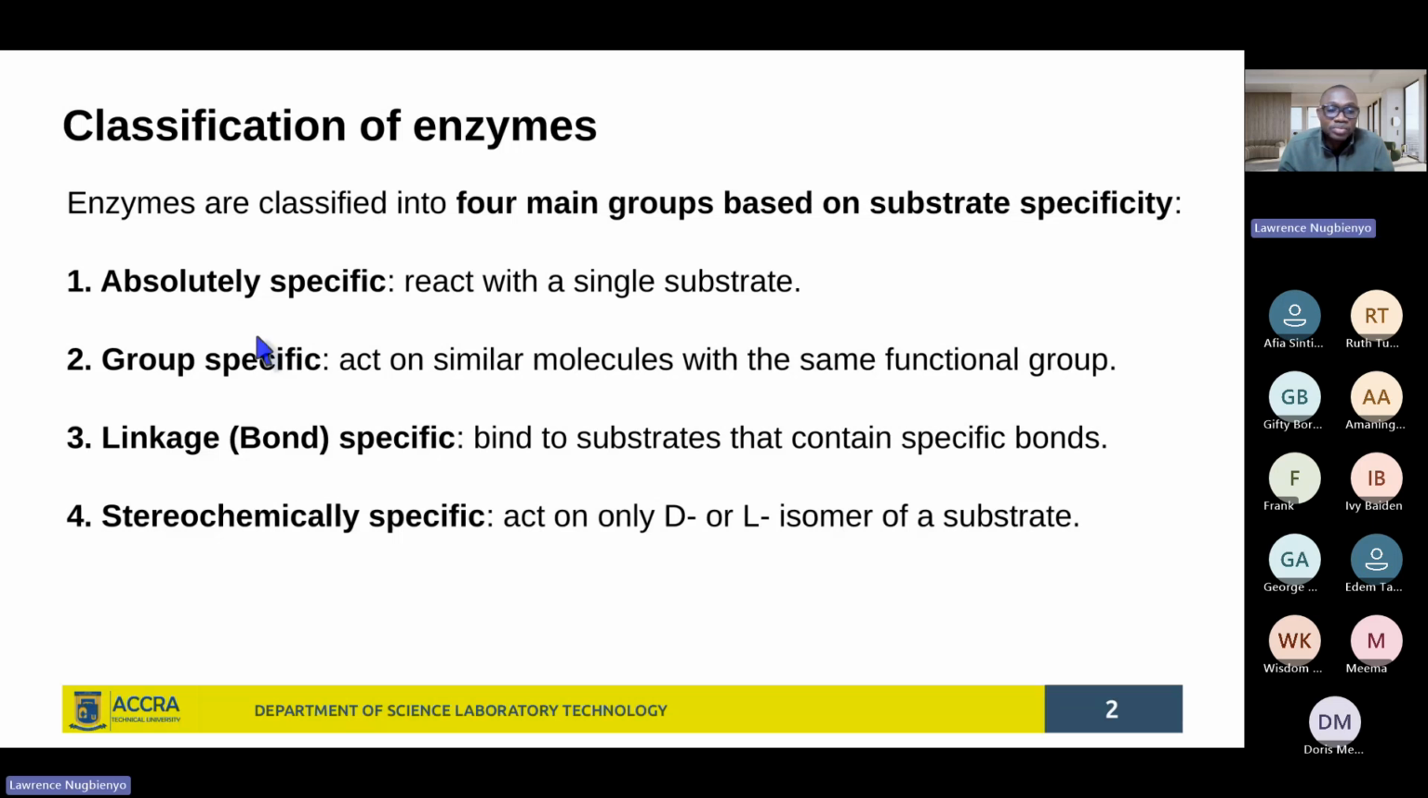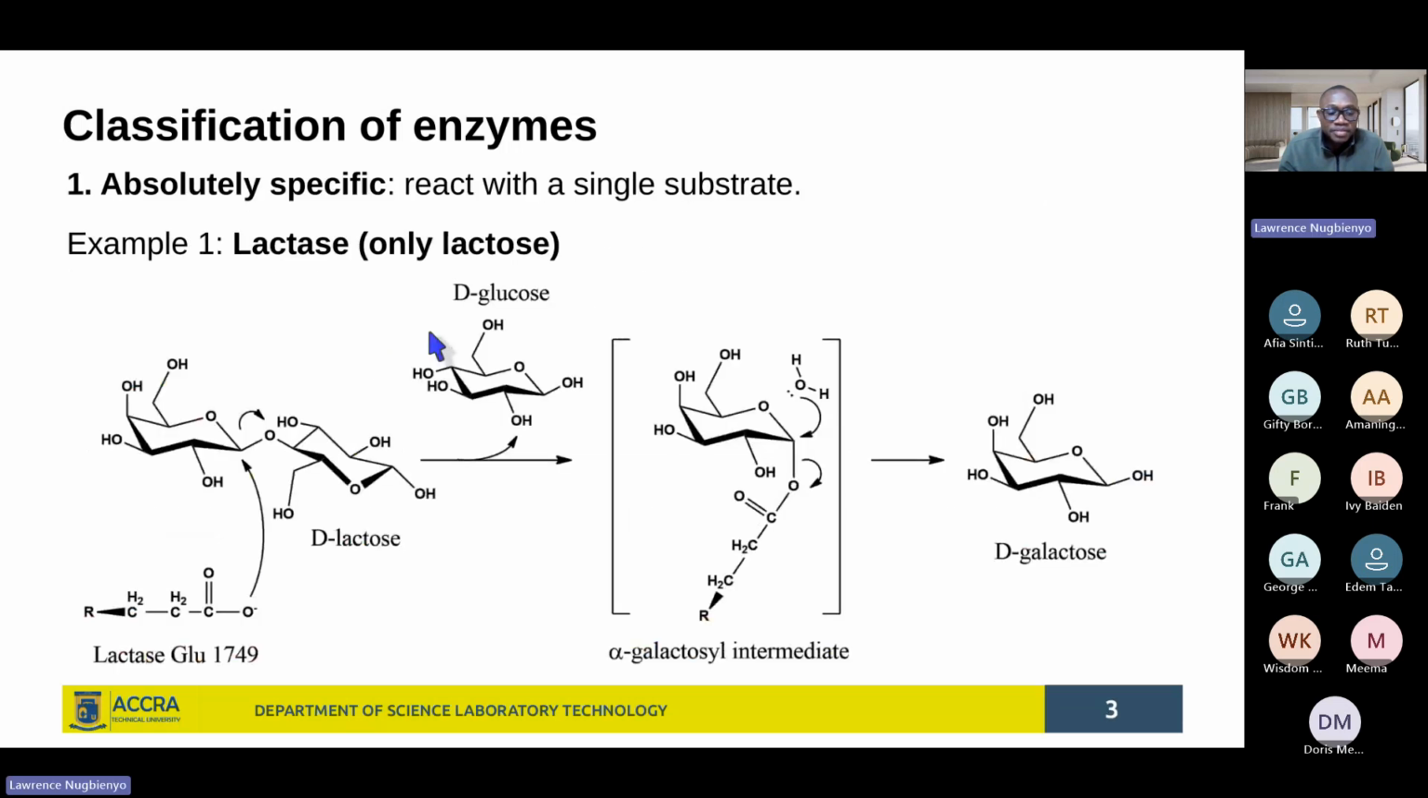where an enzyme will be acting on a particular isomer of a molecule, either the D isomer or the L isomer. We'll see some examples of these. So let's dive in and take the first one, which is absolute specificity.